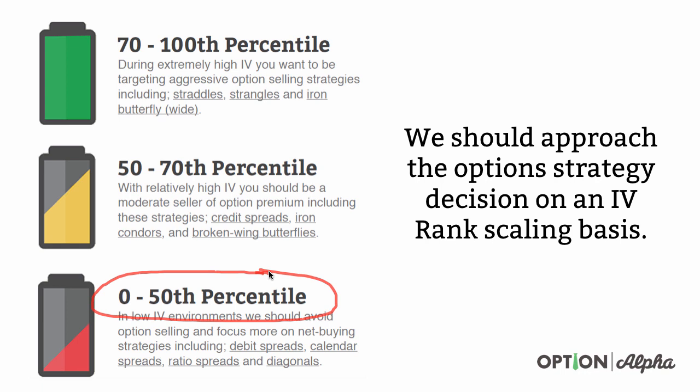pricing is generally cheap. So in that case, you want to start using things like debit spreads, calendars, ratio spreads, and diagonals. Again, because we're playing to where implied volatility is. It's low implied volatility, therefore option buying strategies could work out a little bit better than option selling strategies.